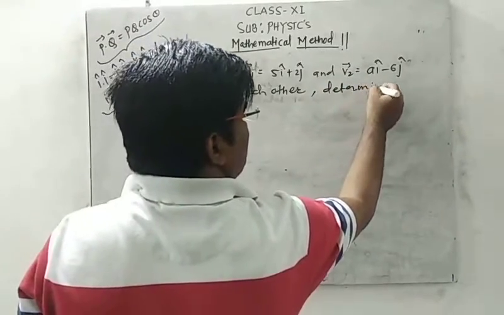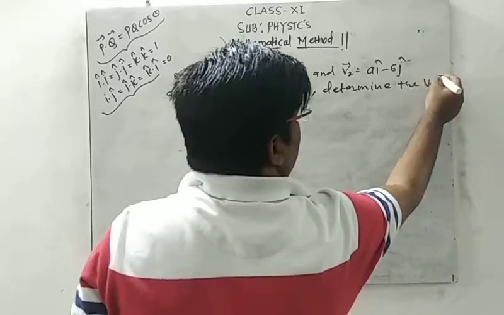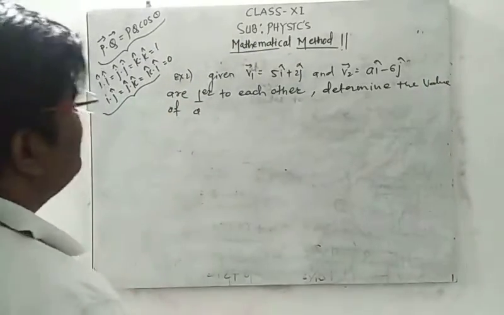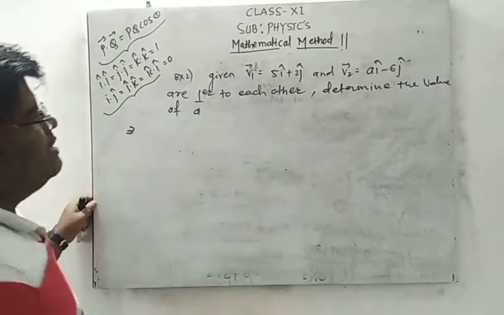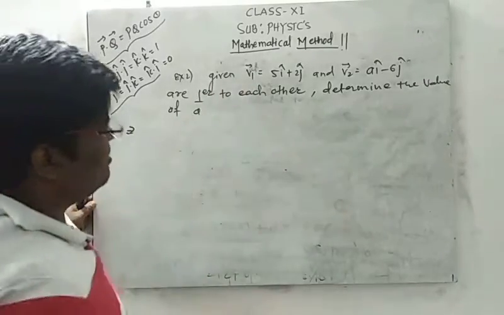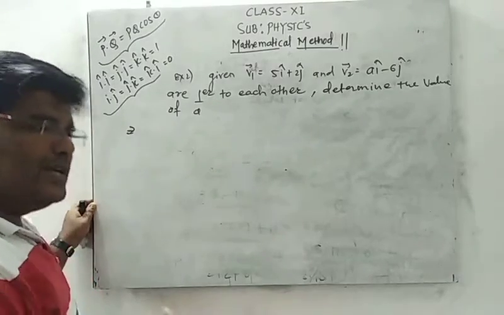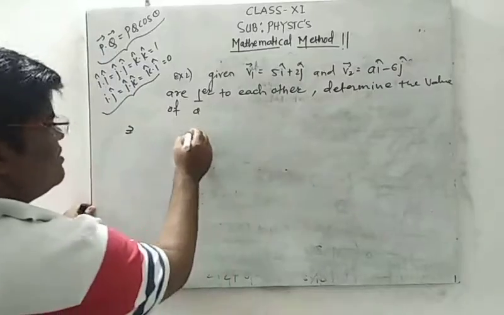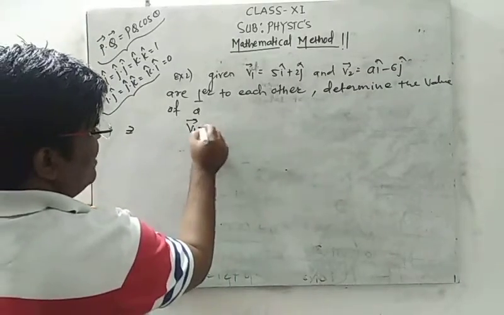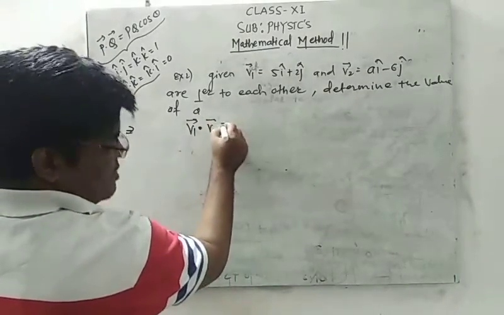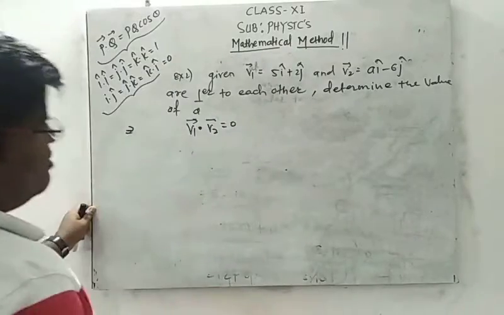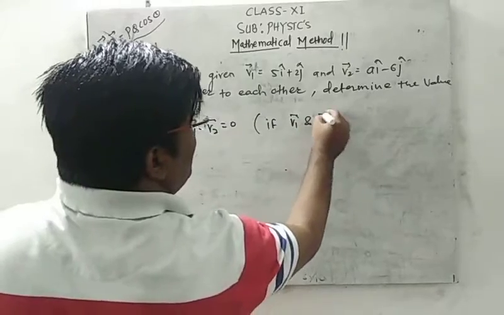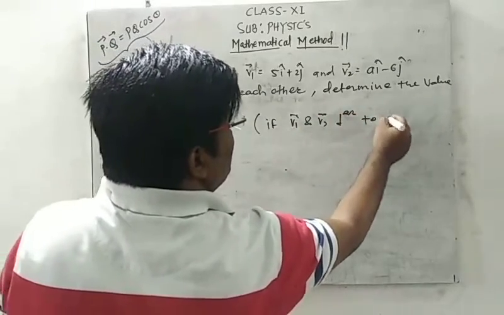Determine the value of a, right? So you know that these two vectors are perpendicular to each other. When these two vectors are perpendicular to each other, then their scalar product is equal to 0. So this is your first condition, that is b1 bar dot b2 bar is equal to 0, right? Why? These two vectors b1 bar and b2 bar are perpendicular to each other.